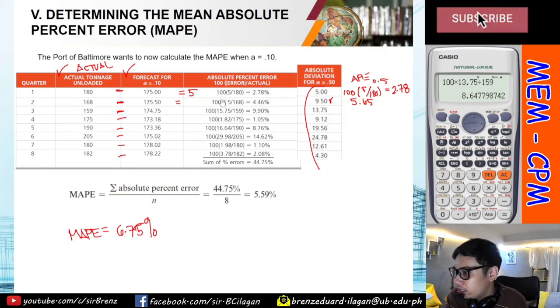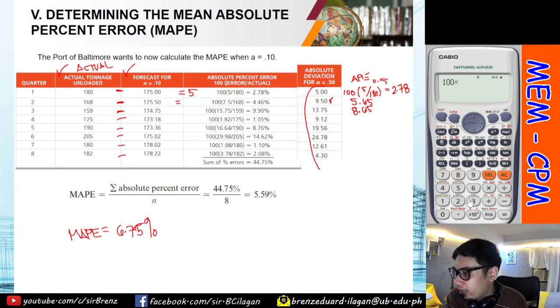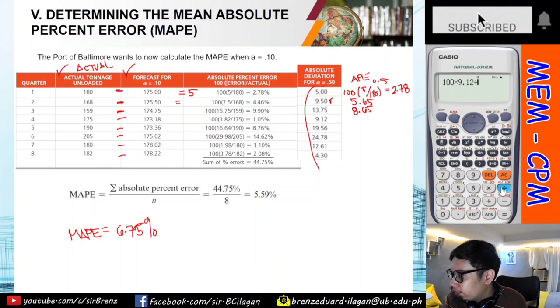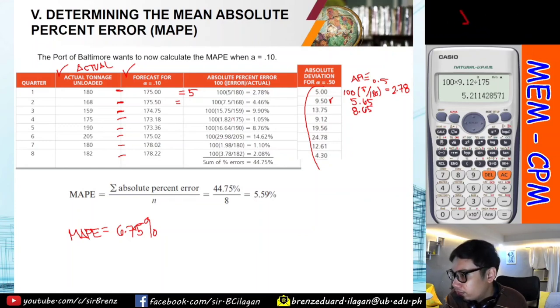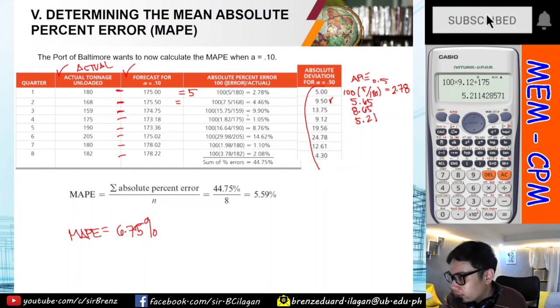So, this is 8.65. And then next, 100 times 9.12, then divided by 175. This is 5.21. Tama ba? Check ko nga. Oh, ito, una, dalawa, tatlo, apat. Okay. Then, sunod.